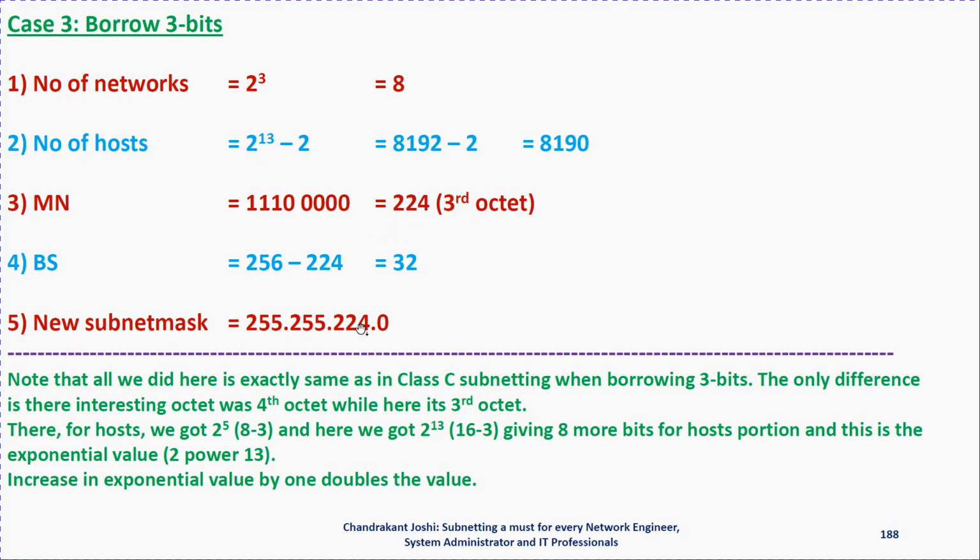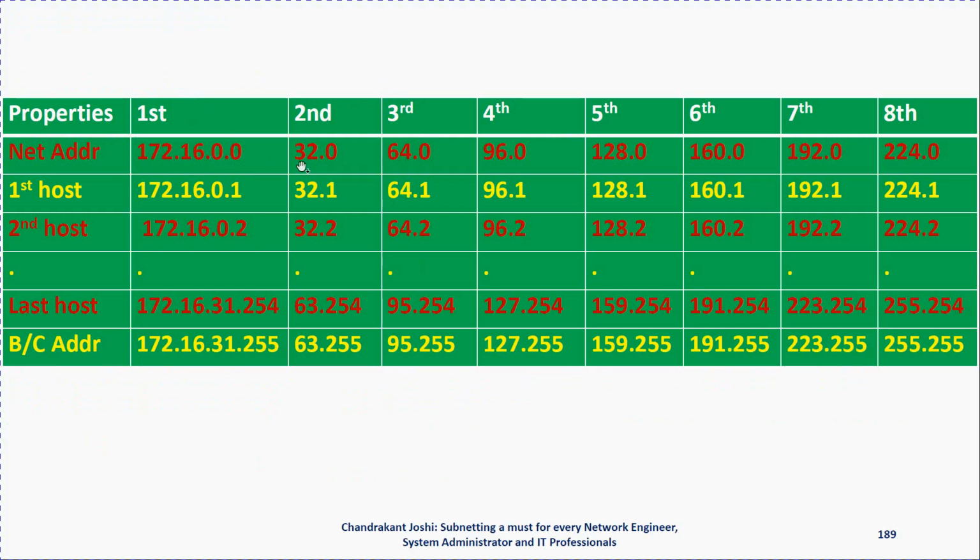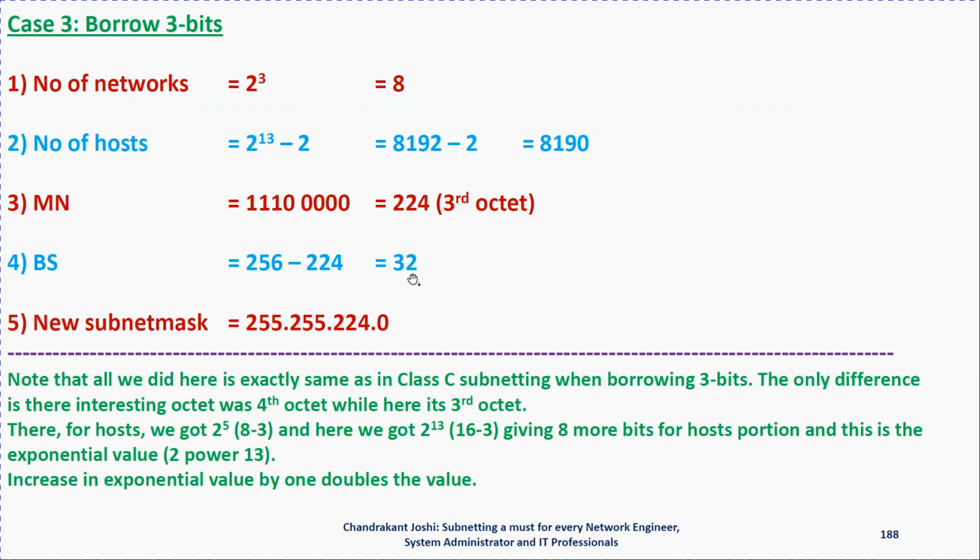This 224 comes in the third octet. So now what will happen is 16.0, so this will be 32.0. So 172.16.32.0. I don't have much space over here, that is why I have written this way. This is 172, this is the third octet. So 172.16.0.0, 172.16.32.0, because the block size is 32.